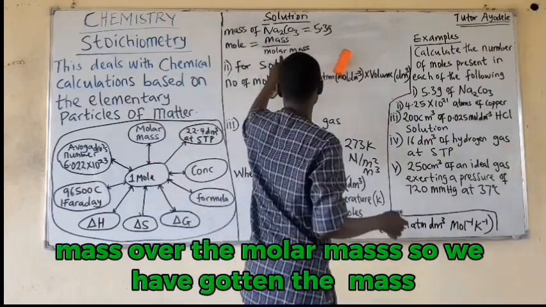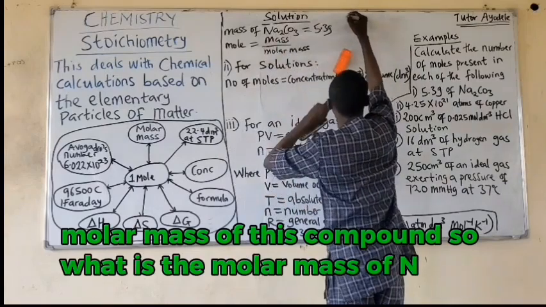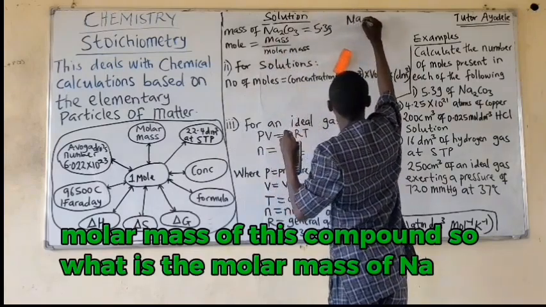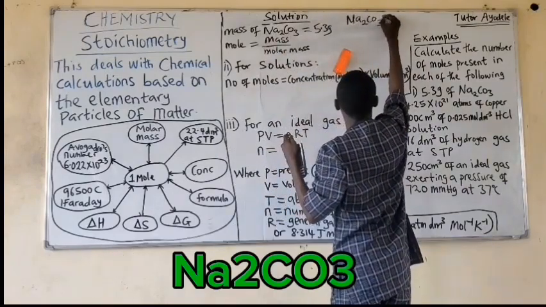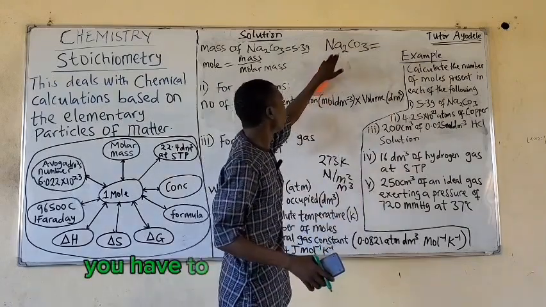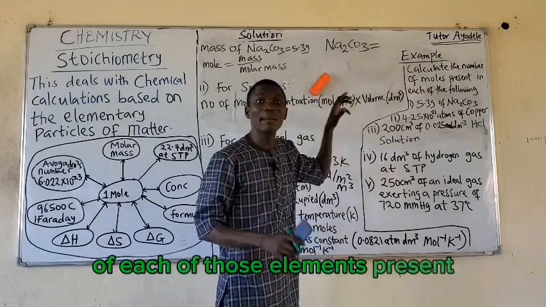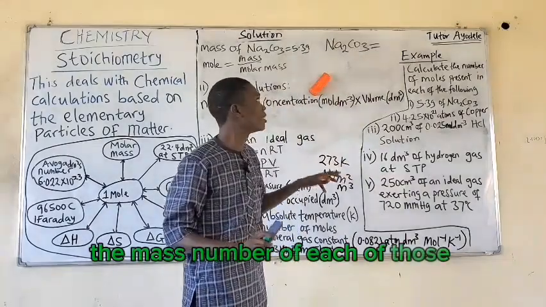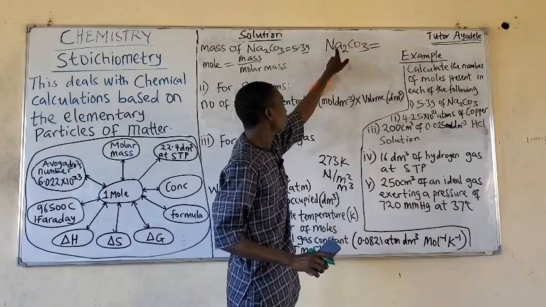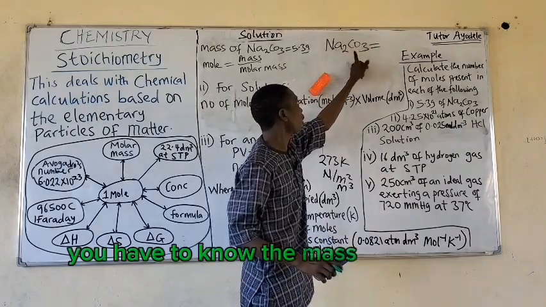So we have gotten the mass. Now we want to calculate the molar mass of this compound. So what is the molar mass of Na2CO3? But before you can calculate the molar mass of this compound, you have to know the mass number of each of those elements present. We have 3 elements present here: sodium, carbon, and oxygen. You have to know the mass number of each of them.